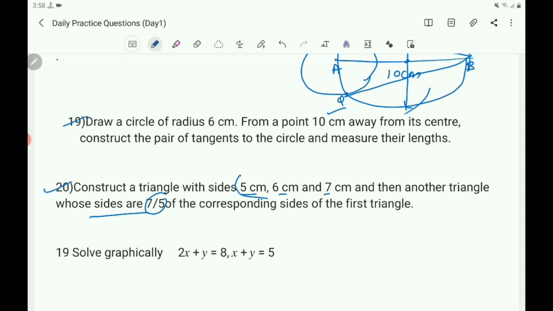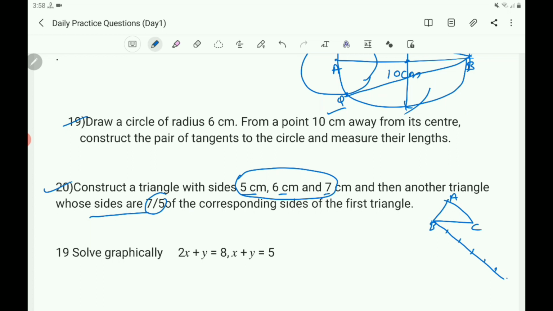Here also first we have to construct a triangle with the given measurements of sides 5 cm, 6 cm and 7 cm. Name it as ABC, and draw an acute angle at the point B or any vertex. With a convenient radius, we have to make equal parts. Because in the ratio 7 by 5, the 7 is the greater number, so we have to make 7 equal parts.